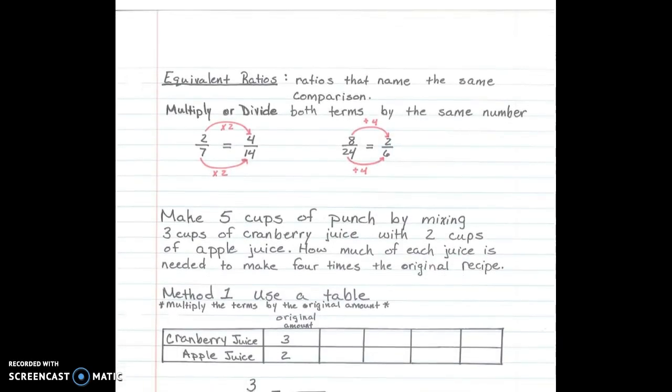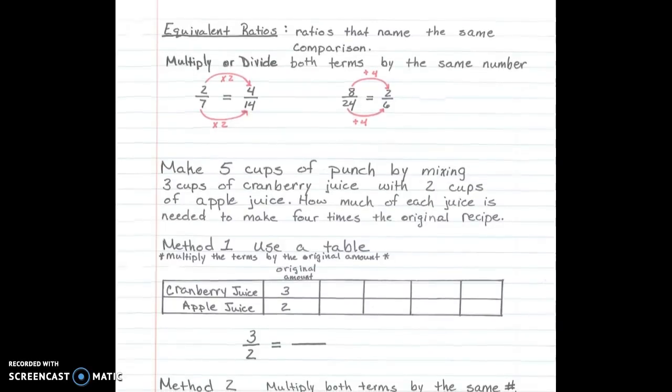Alright, let's take a look at equivalent ratios. Equivalent ratios are ratios that name the same comparison. So we're just making it larger or smaller. This is similar to when we were making the recipe larger or smaller in the beets video. So we'll need to multiply or divide both terms by the same number.